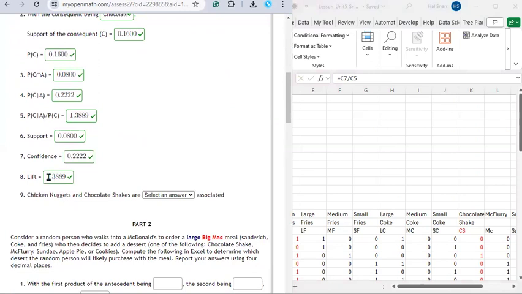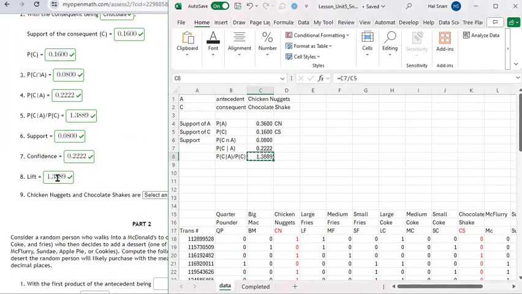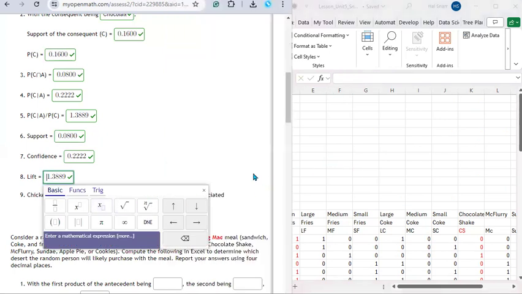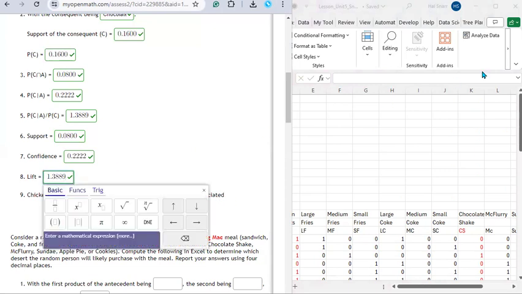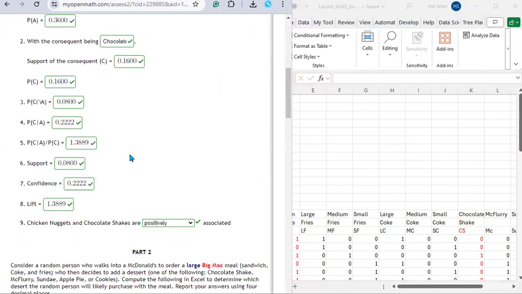Now, because the lift is greater than 1, if the lift equaled 1, if this were 1 here, then this and that would be equal. But that's not the case. Now, because it's bigger than 1, we say what? Positively associated. So given my random sample of 50 transactions from McDonald's, in my random sample, chicken nuggets and chocolate shakes are positively associated. You might get something else, right?